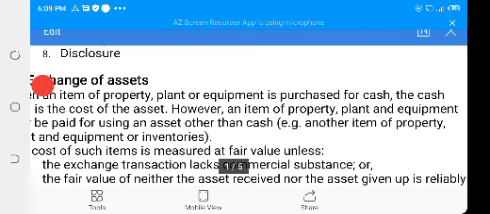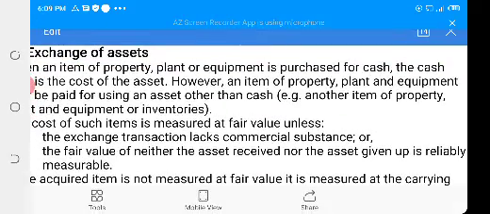That means you can purchase an asset rather than paying cash. Just like in football, when they want to buy a player, they can exchange for another player. That is an exchange of assets. Or you can purchase an asset by bringing another asset and paying cash.